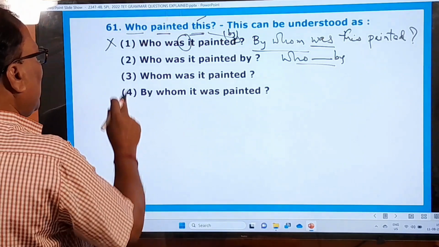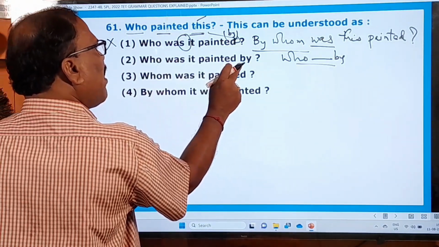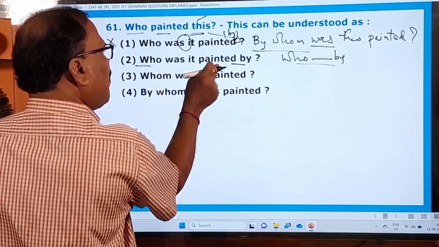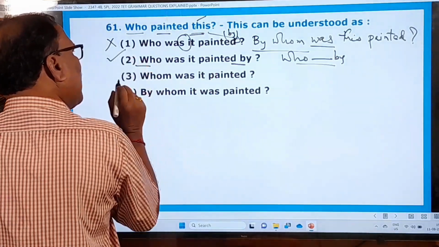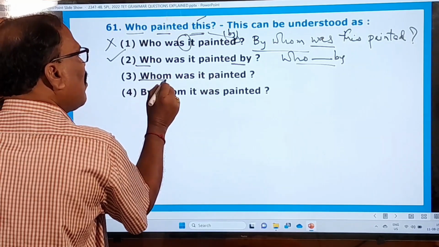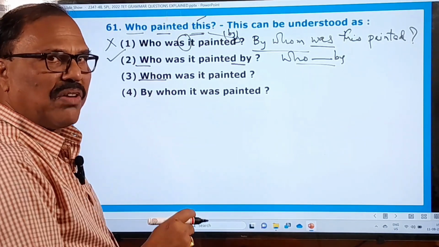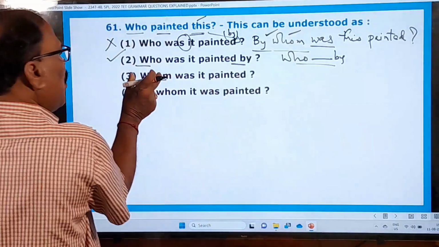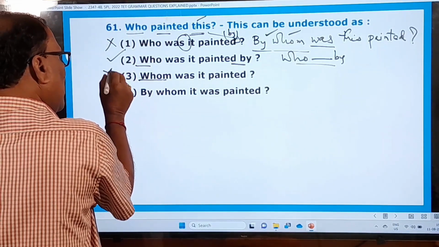Go to the next sentence. Who was it painted by? Here who is used, and here by is used. Everything is there. Was it painted? That's correct. So this is absolutely correct. And what about the others? Whom was it painted? Whom is wrongly used. If at all you want to use it, instead of who, you should use by whom, not simply whom. That's why this is also wrong.